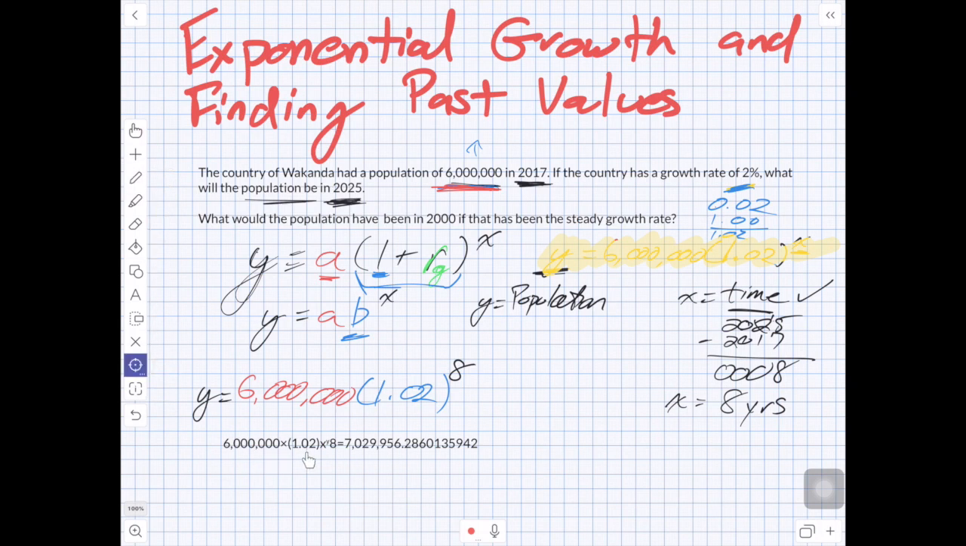we took our 6 million with a growth rate. So here's our 6 million in red, multiplied by this bracket here, 1.02. This power of 8 should equal 7,029,956 point something. We don't really have point values of humans, so we're just going to rewrite this value as 7,029,956. Great. That is a future value.